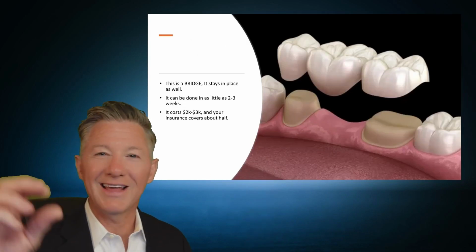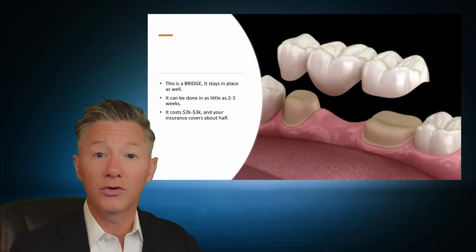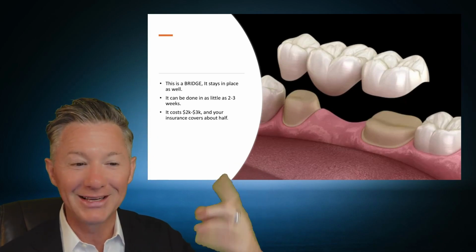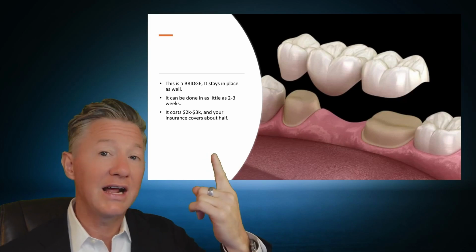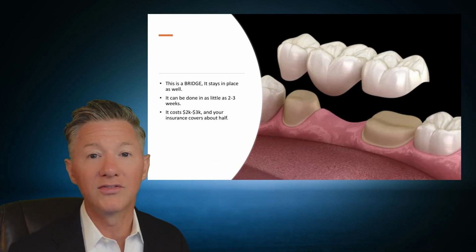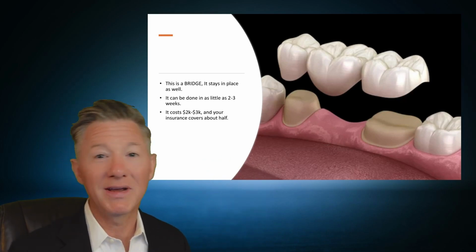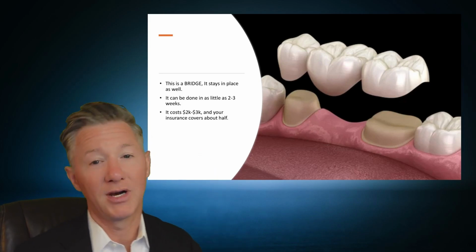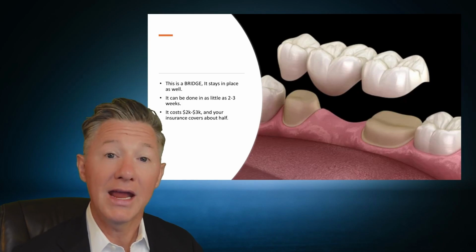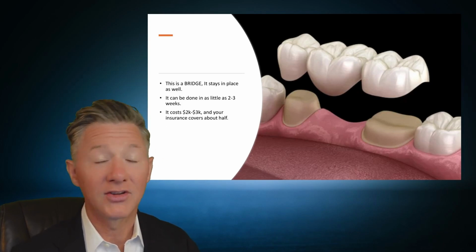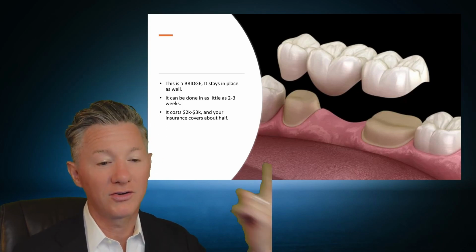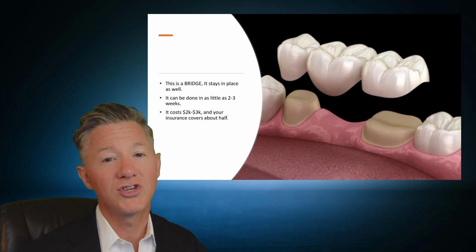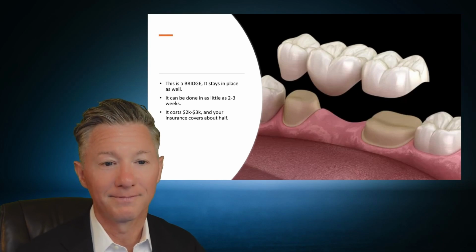This is a bridge. And again, have a model of a bridge or a photograph or a video of a bridge, something like that. This is a bridge. It too stays in place. I can have this done for you in about 2 to 3 weeks, and you'll never be without a tooth because I can make it temporary for you right away. This costs about half as much as a dental implant, and your insurance will cover about half of this. Again, I'm just using ballpark figures, but this is about half expensive. The downside is I do have to drill on the 2 adjacent teeth in order to do this.